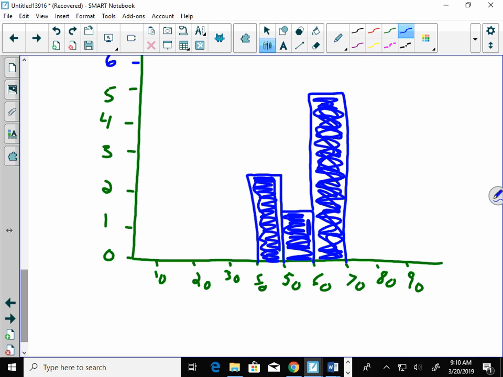70 to an 80? Anyone besides Ethan? 4. Cool. Boom. Is this making sense, what I'm doing here? Pretty straightforward, right? All right, and then from an 80 to a 90. 2.